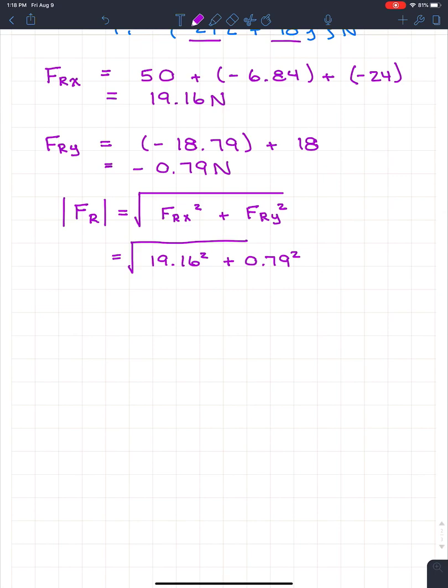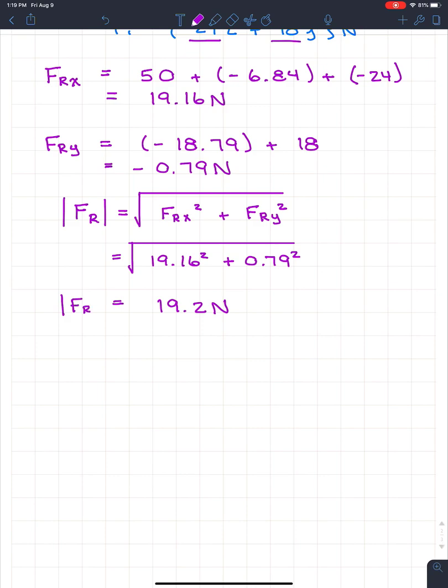So one thing that I do that I don't recommend you guys do, let me just make this a little cleaner. One thing that I do, and I don't like that I do it, but it doesn't matter, is even though it's negative 0.79, I put it as positive because anything squared is just going to be a positive, so I'm just kind of being my lazy self by doing that. But in the end, you type that into your calculator, and you'll get that FR is equal to 19.2 newtons, the magnitude of FR. And that's the exact same answer that we got before.